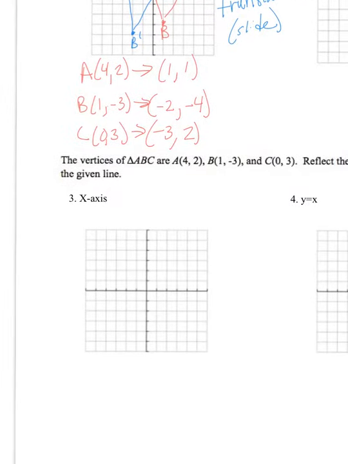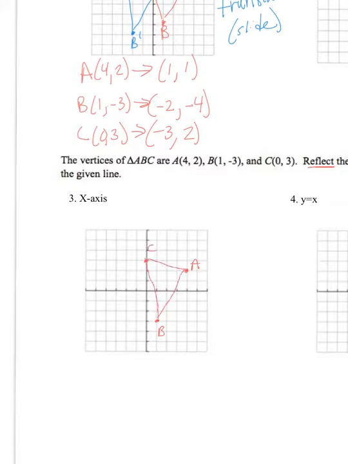So for number 3, we're doing a reflection. You could see it right here. It says reflect in the directions, but we're using the same coordinates as the triangle we've been using. So all I'm going to do is draw that triangle out. So I'm going to go over 4 up 2, draw my A point, go over 1 down 3, draw my B point, and go up 3 on the y-axis, draw my C point. So there's my original triangle.